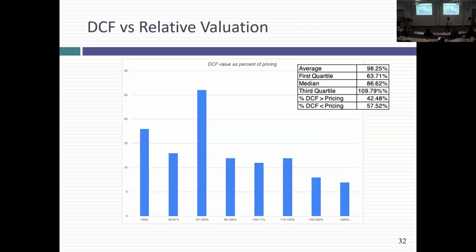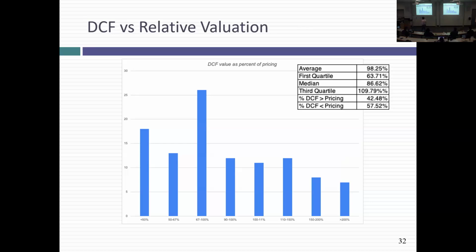So the first thing I did was compare your DCF value to your pricing. I want to know, because there is this canard that DCF value always gives you a lower number than your pricing. That turns out not to be true. Even in your group, 42% of you did find your DCF value to be greater than pricing, 58%. So there is this imbalance. Pricing gave you a higher number. That number shifts over time.